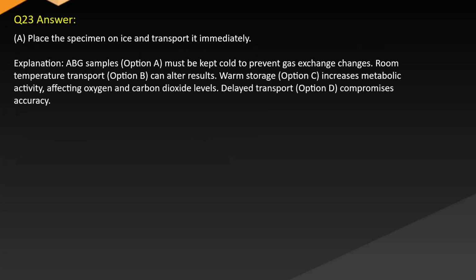Correct answer: A. Place the specimen on ice and transport it immediately. Explanation: ABG samples, option A, must be kept cold to prevent gas exchange changes. Room temperature transport, option B, can alter results. Warm storage, option C, increases metabolic activity, affecting oxygen and carbon dioxide levels. Delayed transport, option D, compromises accuracy.